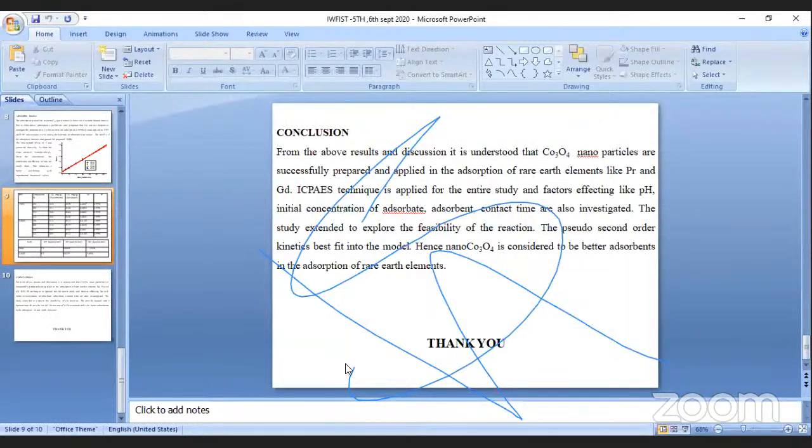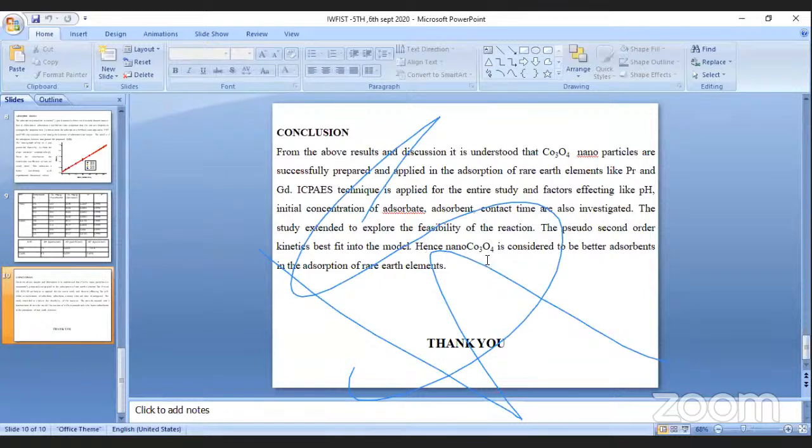And coming to conclusions, from the above results and discussion, it is understood that nano cobalt oxide is successfully prepared and characterized, and it is used as adsorbent for both the rare earth elements, and the ICP-AES technique is excellently applied on these, and parameters like pH, initial concentration, etc. are studied. From these studies, the feasibility of the reaction is observed, and also pseudo second order kinetics best fit the model.